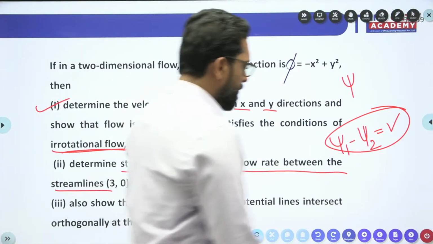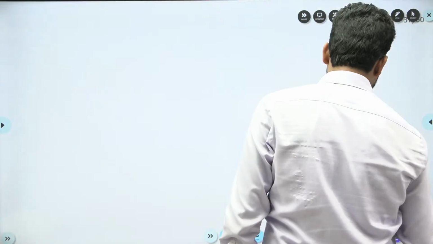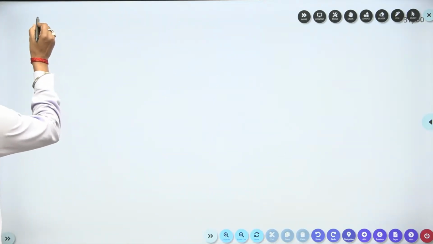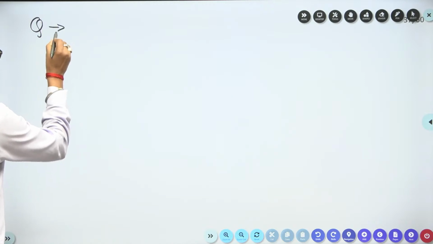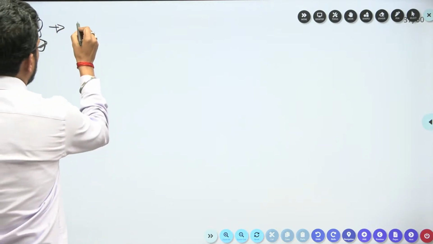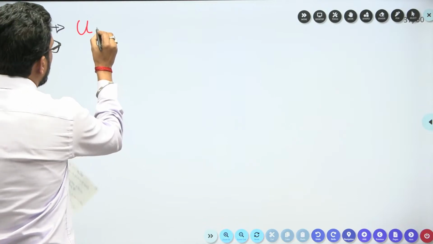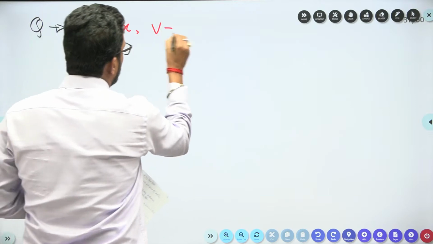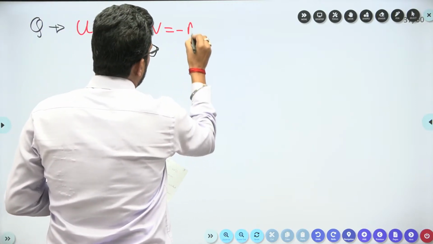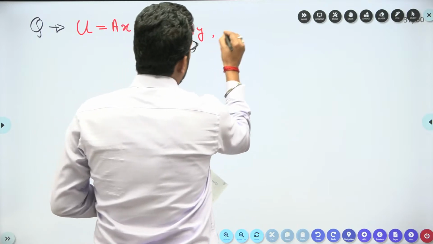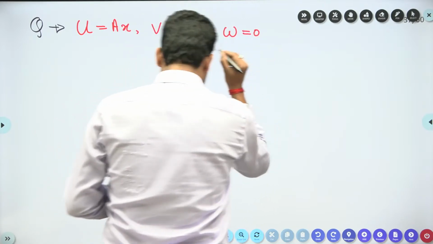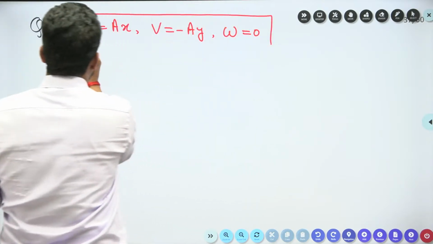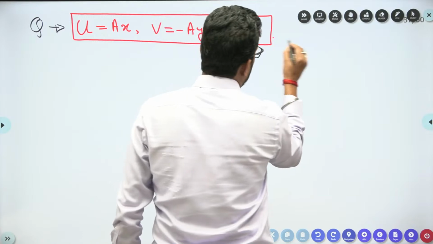Okay, no problem. Now let's take the next problem. This is a very important problem, I'm telling you. What is it? Three components of the velocity are given. U is ax, V is minus ay, omega is 0. Three velocity components are given. This is called a flow field.